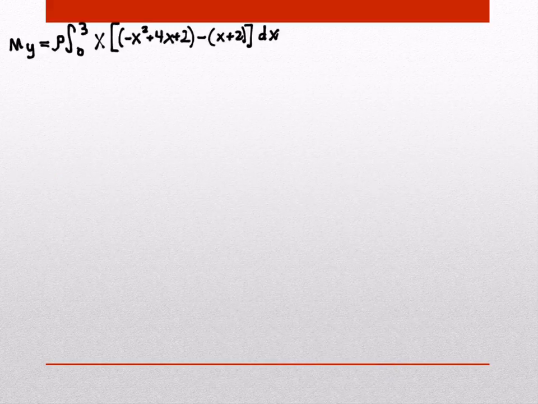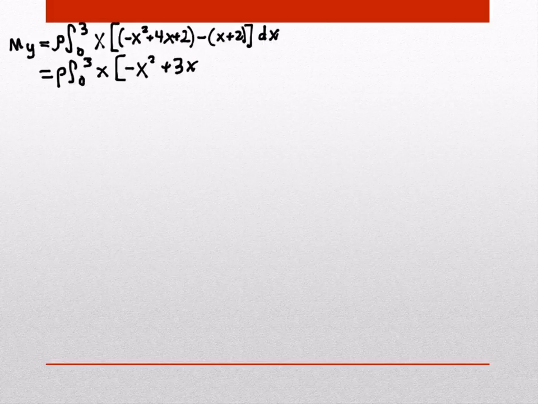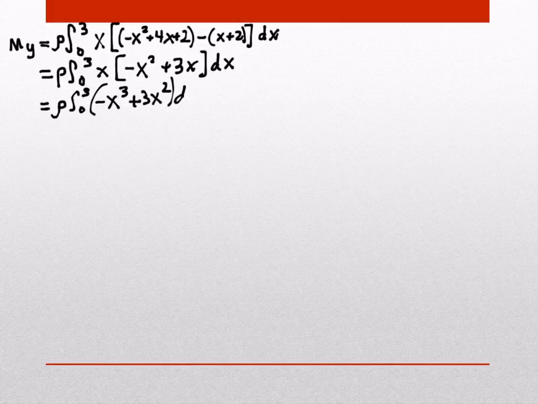Okay, and we already did that subtraction once. We found out that it was negative x squared plus 3x dx. We actually have to multiply that now by x. So I have negative x cubed plus 3x squared dx. All right, antiderivative time. What do you get?